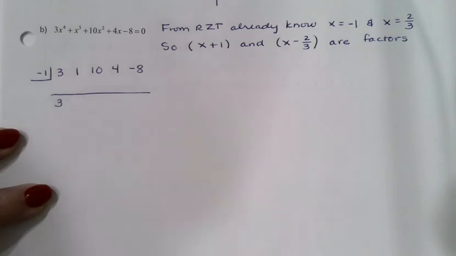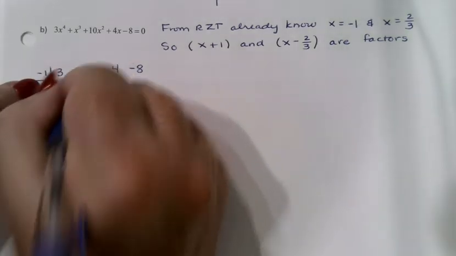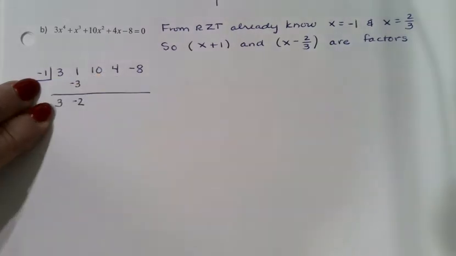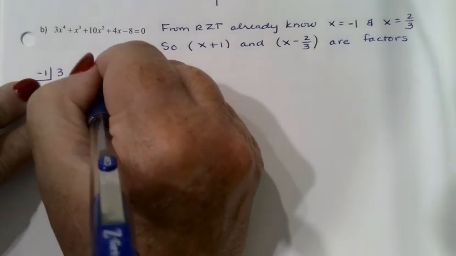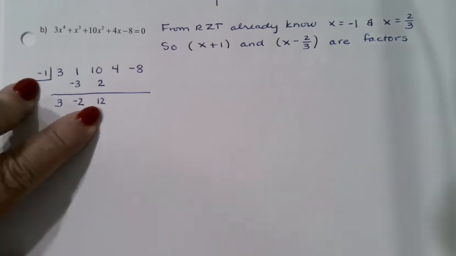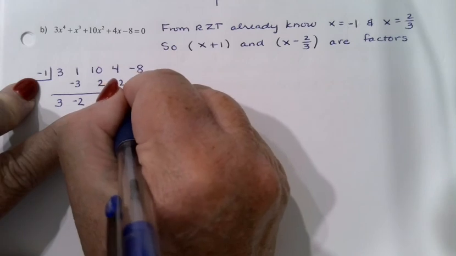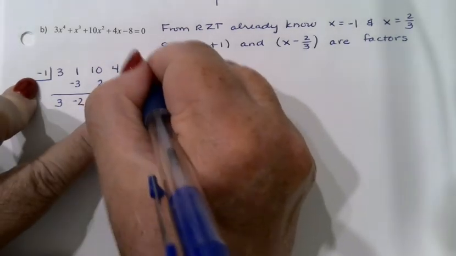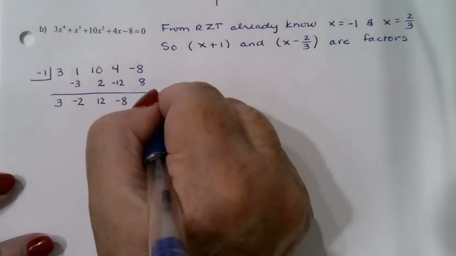Bring down the 3, and then I multiply to get negative 3. That adds up to negative 2. Multiplying gives me positive 2. That adds up to 12. Multiplying gives me negative 12. Adds up to negative 8. And multiplying gives me positive 8. That adds up to 0, which it should, right? That's my remainder.